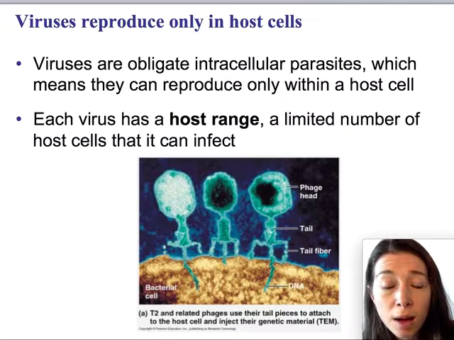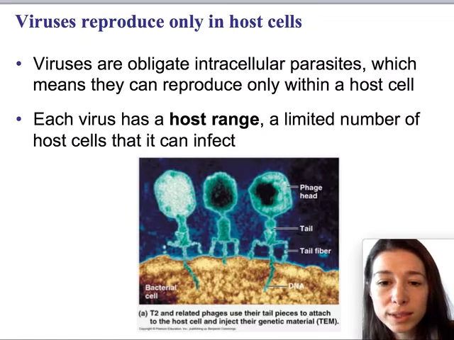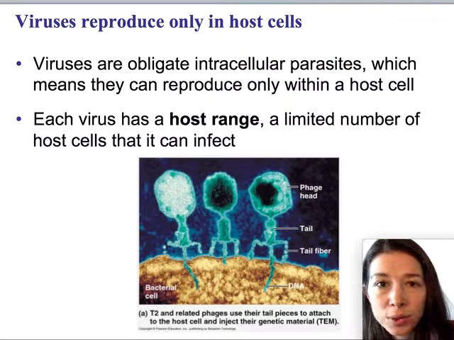And they are obligate parasites, which means that they can't reproduce on their own. They require other cells, host cells, which they infect to reproduce. And how do viruses do this?